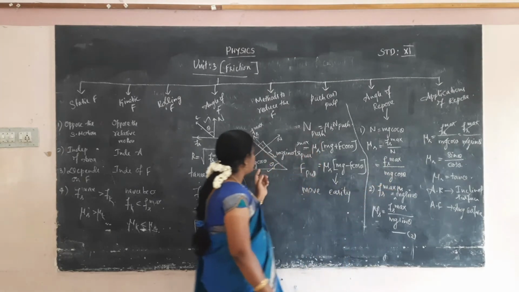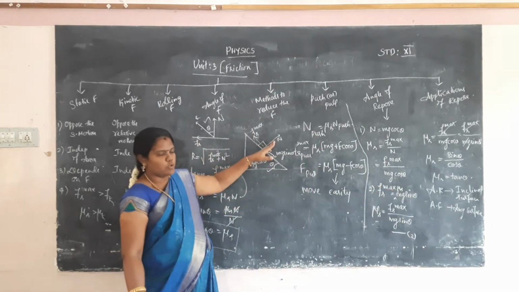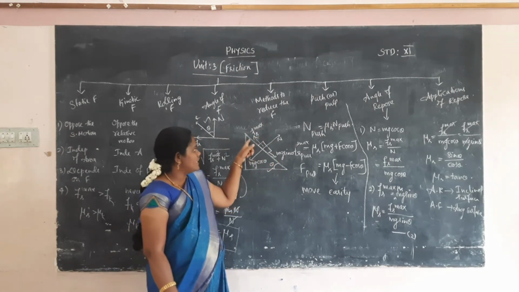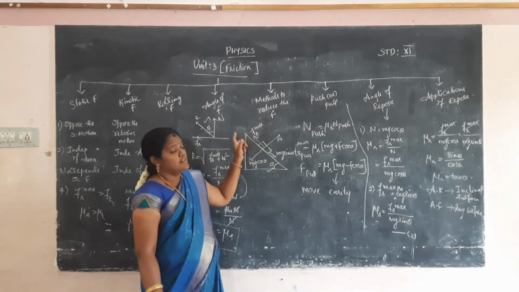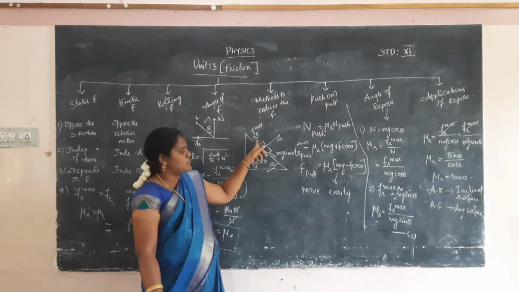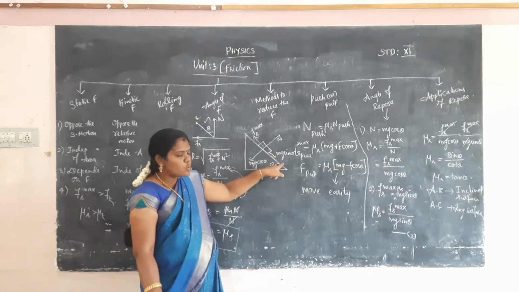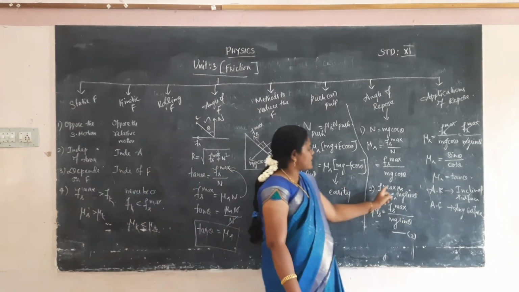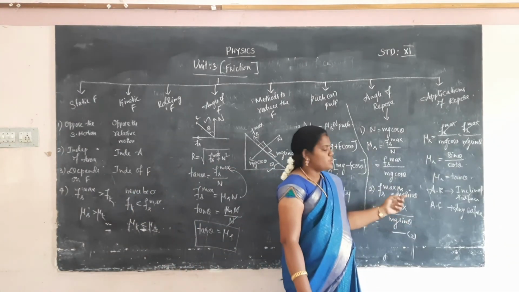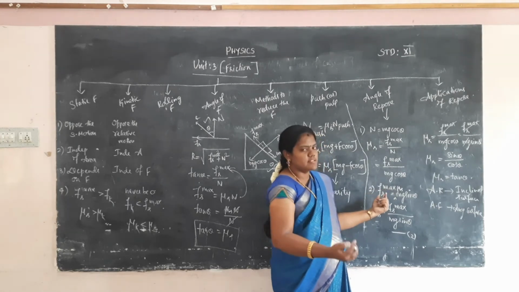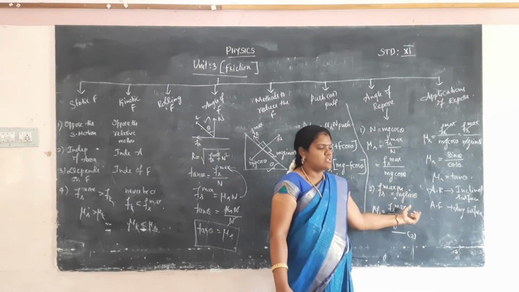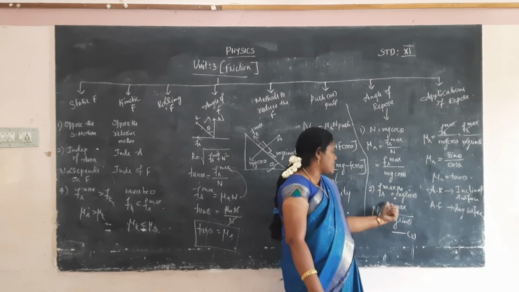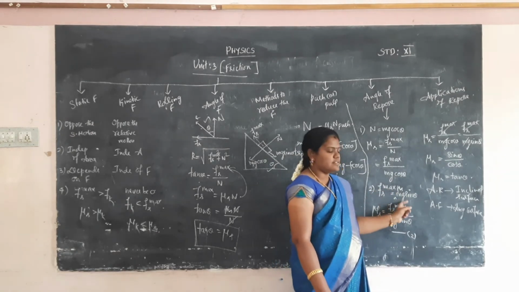Second, we take the horizontal direction. In the horizontal, two forces will be acting: one is the static friction force, and one is the horizontal component of the weight. So Fs maximum is equal to mg sin theta. This force will be equal to that force. So mu max is equal to, we substitute Fs maximum by mg sin theta.